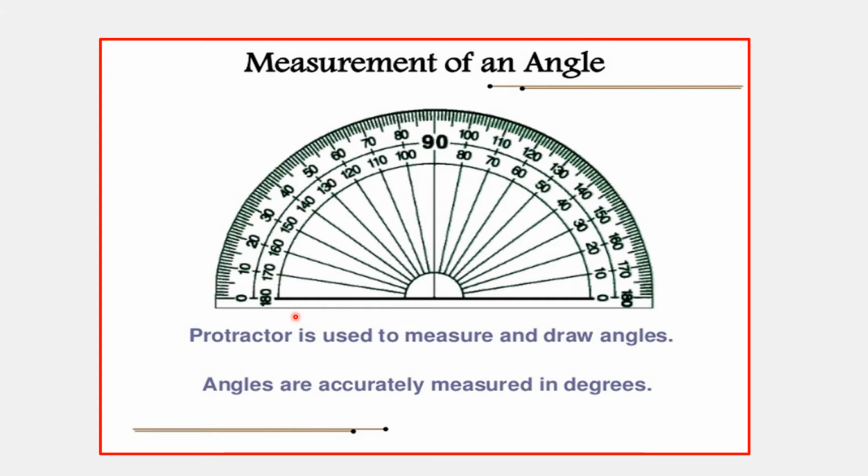Now you can see here this protractor has two scales. This is 0, so this is the interior scale, and this is 0 here, this is the exterior scale. So if you keep your base here, you start from 0 on the interior scale, and if you take the base this side, you start from the exterior scale. Always start measuring from 0.